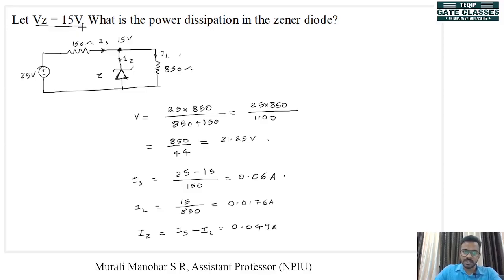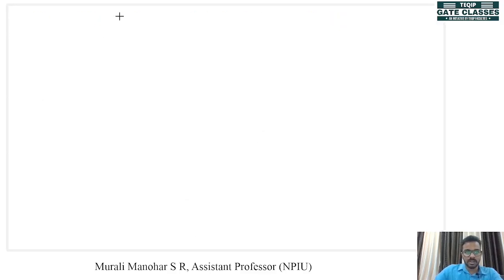The voltage across the Zener diode is 15 volt. Now we can find out the power dissipation, Pz. Pz is equal to Vz into Iz. Vz is 15 and Iz is 0.049 ampere. Now that will give us 0.726 watt. This is the power dissipated in the Zener diode.